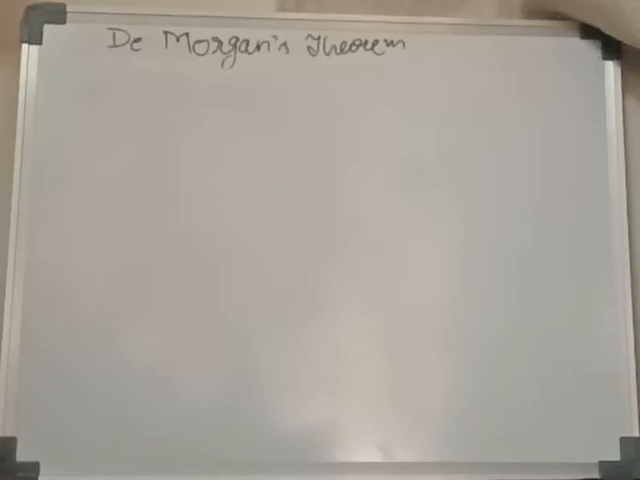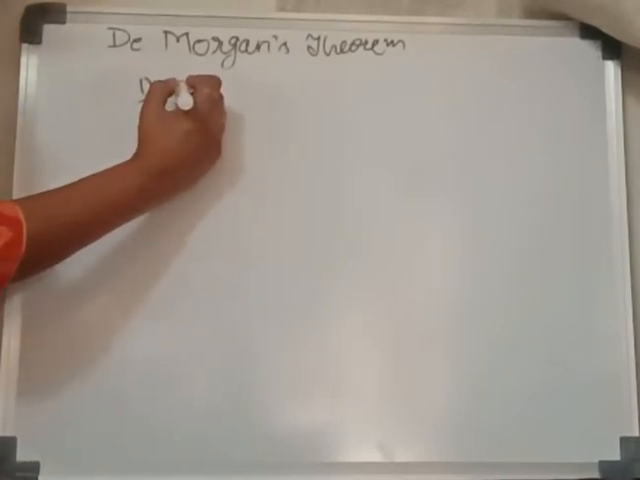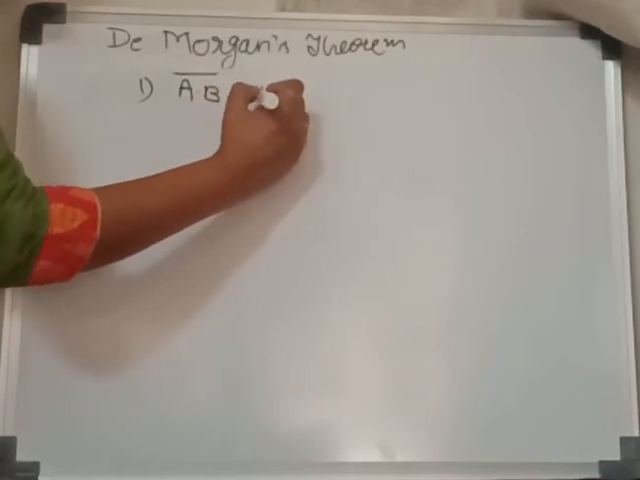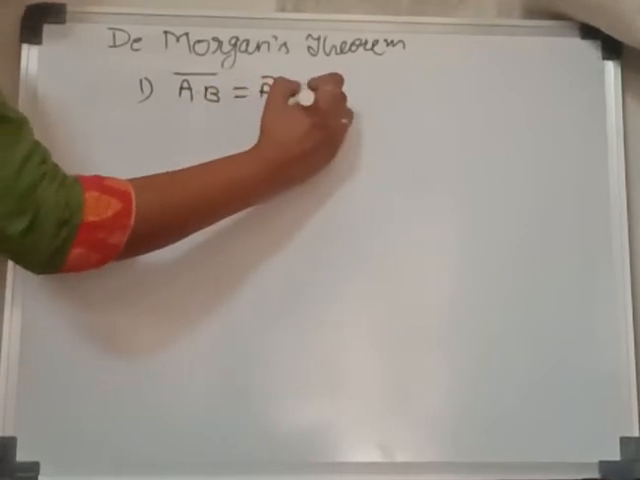Today we are going to study De Morgan's theorem. There are two theorems. First of all, we will go for the first, and the first theorem states that the complement of the product of A and B is equal to complement of A plus complement of B.